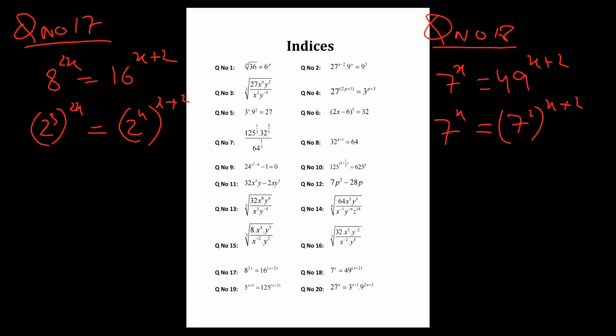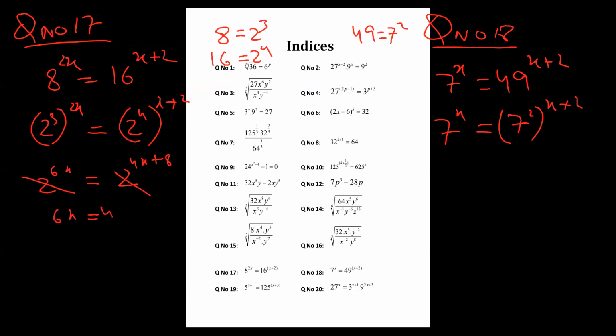Okay, now I'm discussing question 17, 18 parallel. So simple. What is 8? 8 is 2 to the power 3. 16, 2 to the power 4. 49, 7 to the power 2. Here, power to power multiply, it becomes 6x. Here, power to power 4 into x and 4 into 2. So same basis cancels. Alhamdulillah. So x becomes 4.